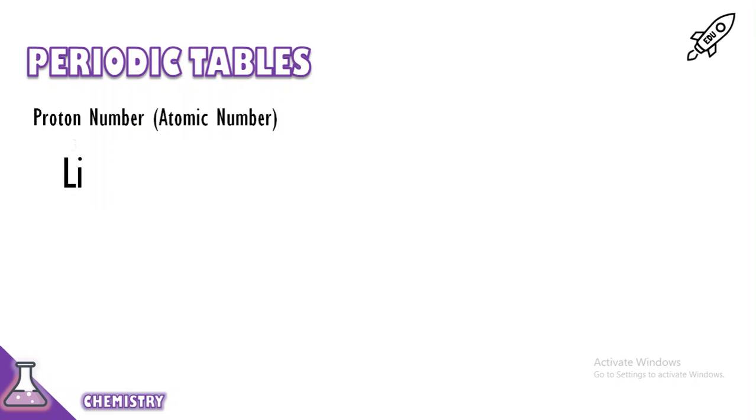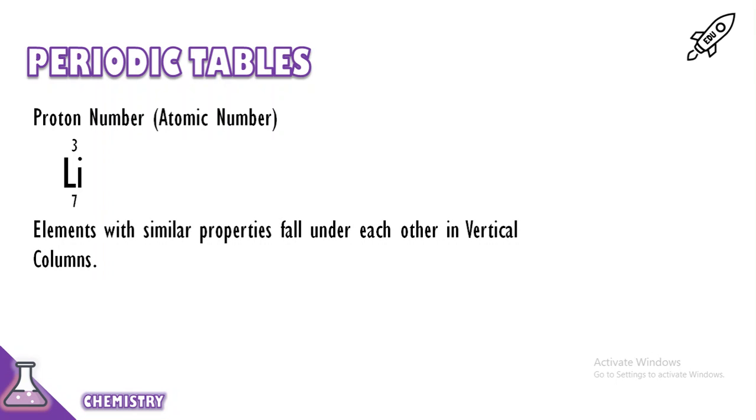So this is lithium. Over it we have the atomic number, and below it the atomic mass. That's just a quick example. So elements with similar properties fall under each other in vertical columns. These columns are called groups.